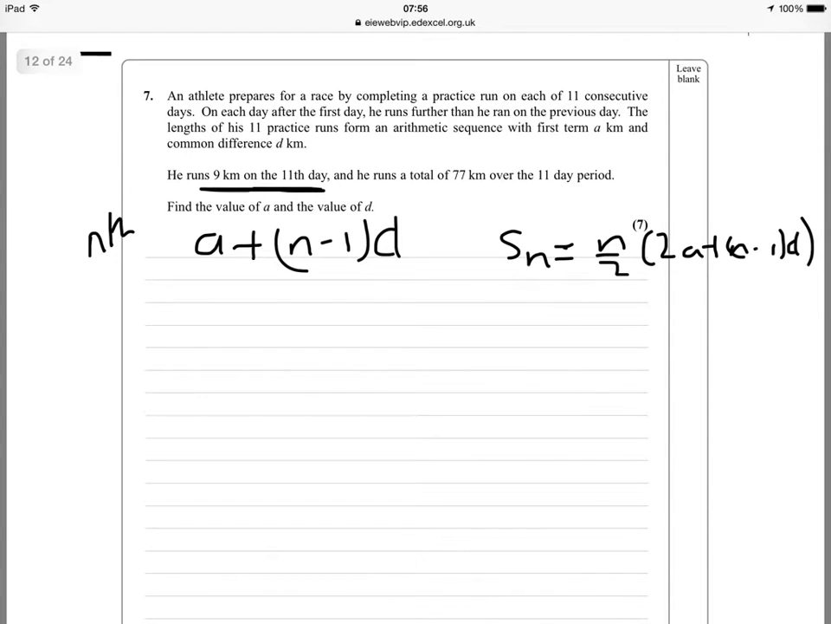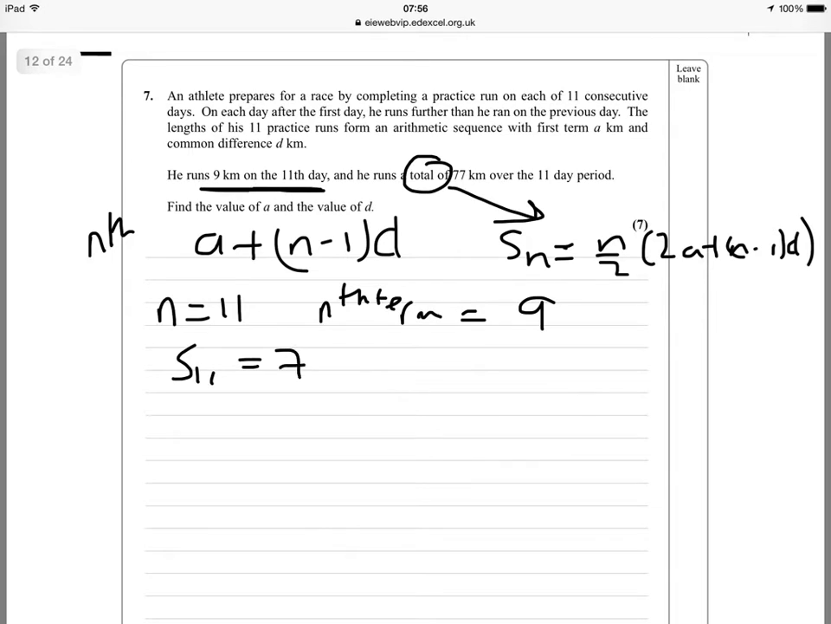He runs 9 kilometres on the 11th day, so n is 11. It's on the 11th day, and he runs 9 kilometres. So the nth term equals 9. He runs a total of 77 kilometres for 11 days. So because you see total, that's your Sn. So S11 will equal 77.